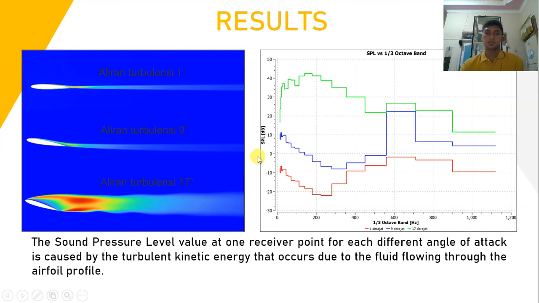This is the result for 1 degree, 9 degrees and 70 degrees. Is there a difference in the result of the contour? Then this is the sound pressure level graph. It's different because the green one is much higher than the other results.